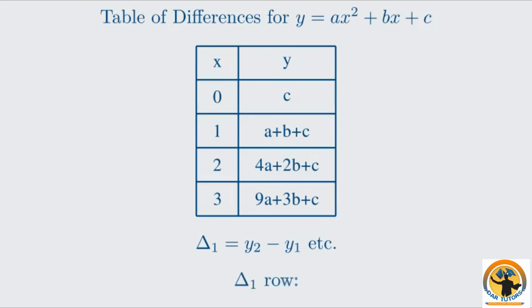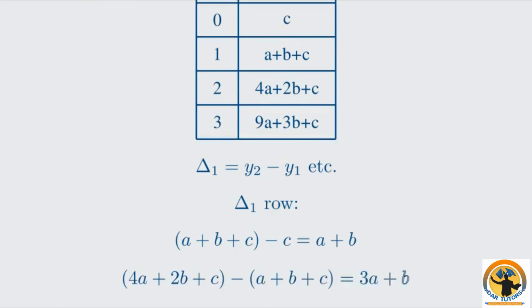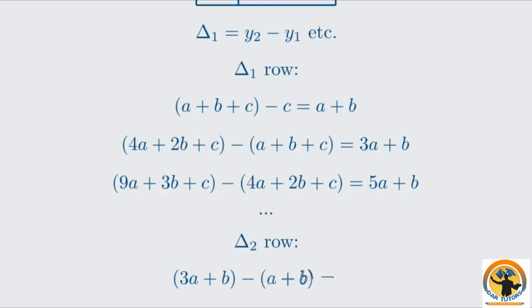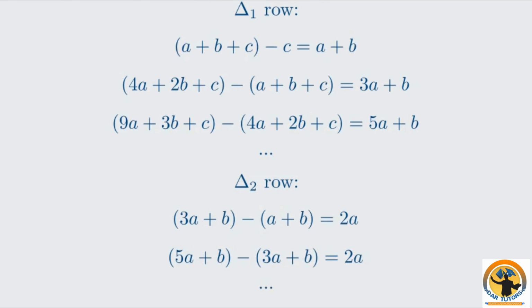The first differences form a linear arithmetic progression: 2a plus b, 4a plus b, 6a plus b, and so on. If we then calculate the differences between these first differences, we get the second differences, or delta 2. The second differences are all constant and equal to 2a. This is the crucial property. If the second differences of a sequence are constant, the sequence can be modeled by a quadratic function, and that constant difference is equal to 2a.